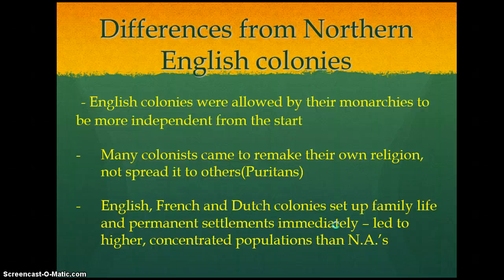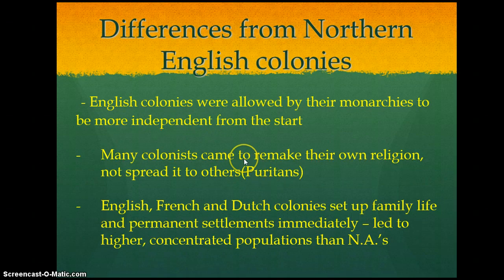A lot of colonists actually arrived in the northern colonies to remake their own religion, not spread it to other people like Native Americans. A really good example of this is the Puritans who arrive in the Massachusetts Bay Colony in the early 17th century, the 1620s. One of the reasons why they've arrived there is they feel that their religion back in Europe is impure. It's been corrupted, and so they are seeking to purify their version of Christianity by remaking it in a new land, in an alien frontier land, and to make it very, very specific to them.